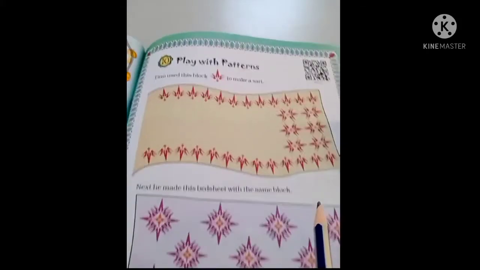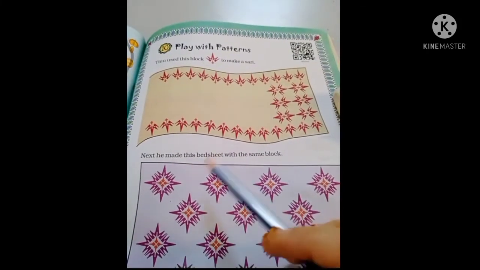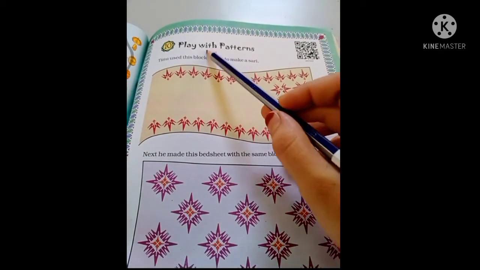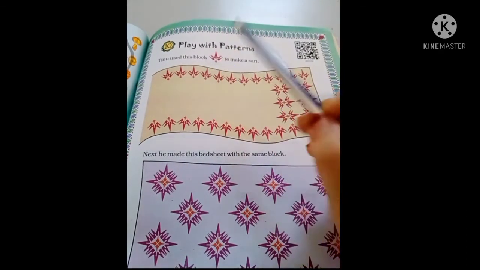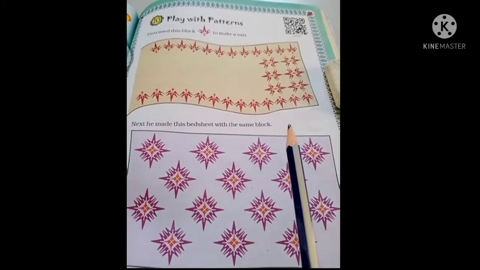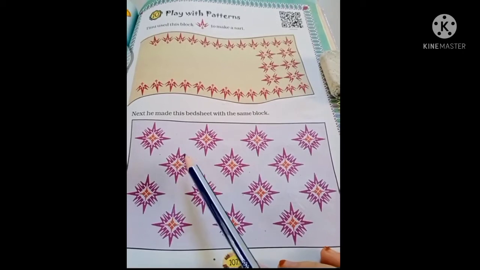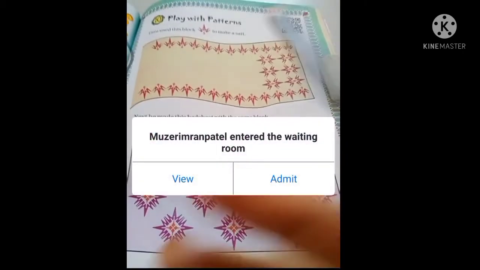Okay students, now next she made this bed sheet with the same block. She used this block only. Same block को ही use करके उसने bed sheet की patterns बनाई. Can you see this bed sheet pattern, students? Yes or no?